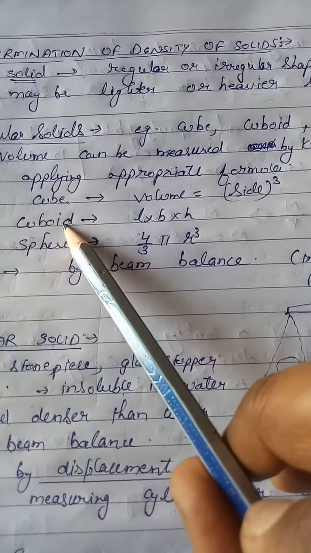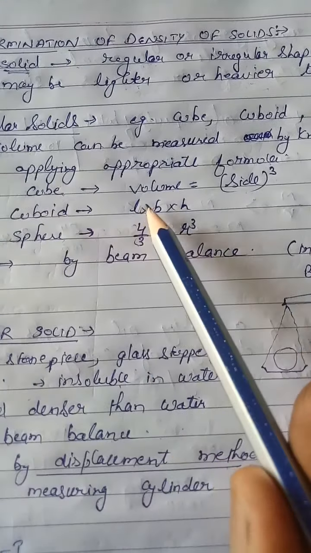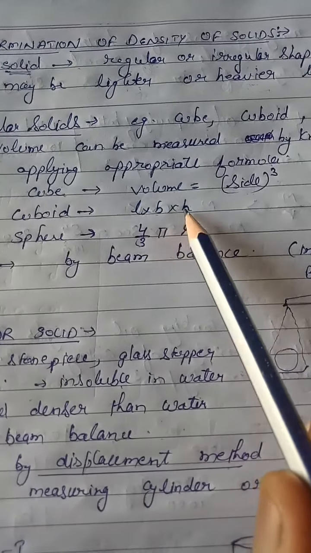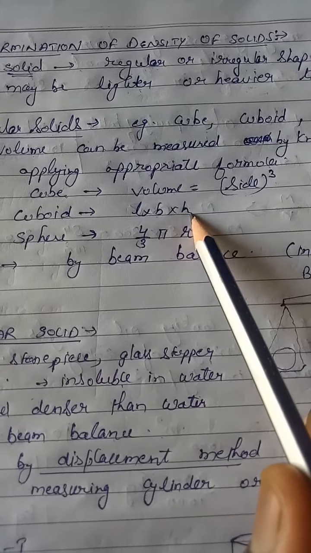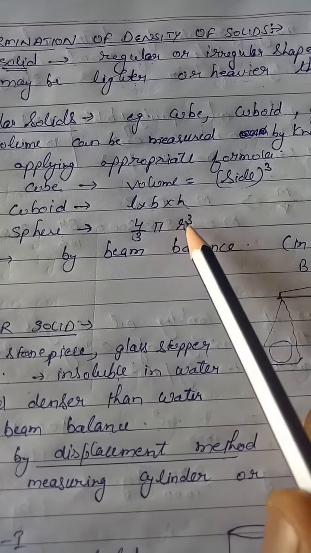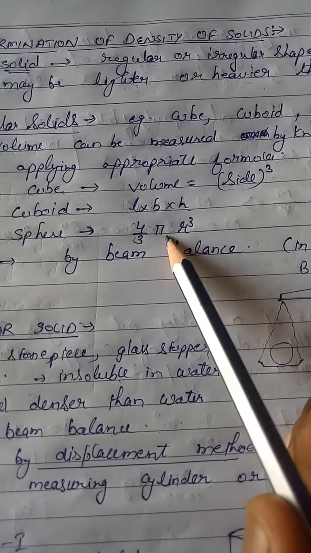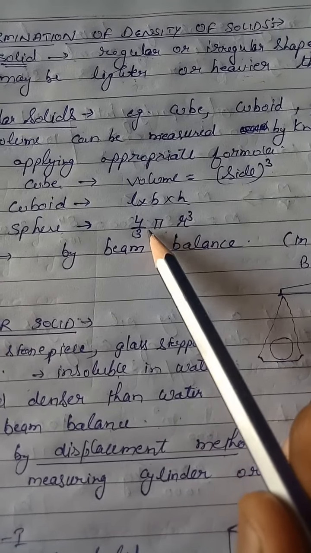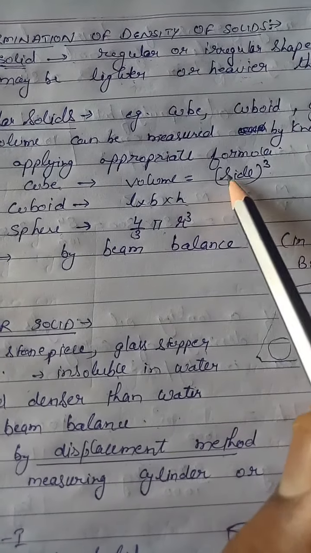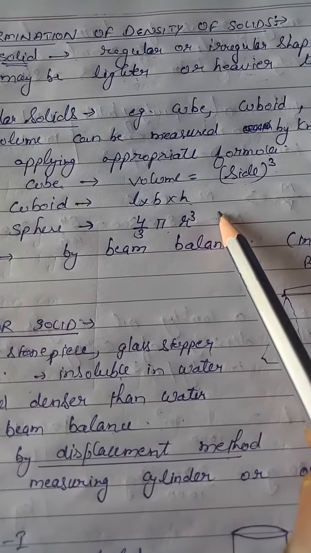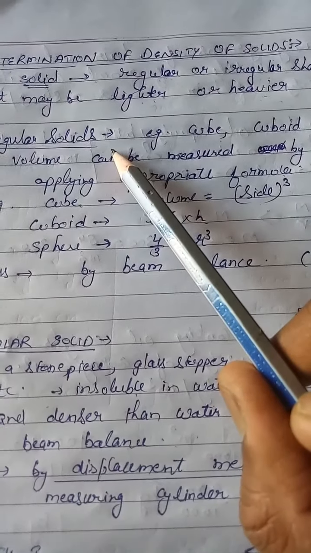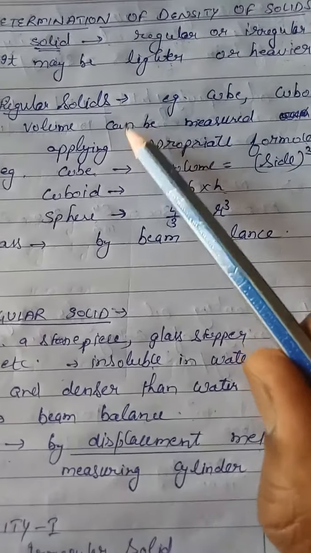If it is in the shape of a cuboid, then we can use the formula length into breadth into height and find the volume of the cuboid. And if the body is in the shape of a sphere, then the volume of the sphere is 4/3 pi r cube. So these are the formulas to determine the volume of regular solids, because they have a definite shape.